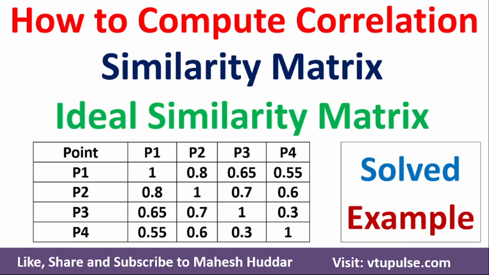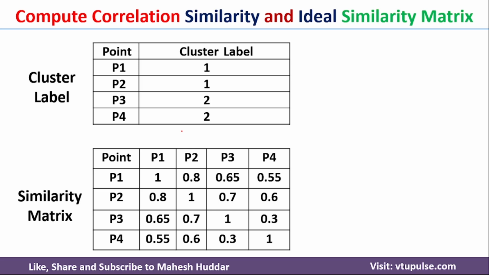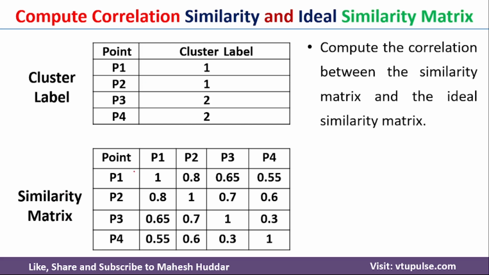Welcome back. In this video, I will discuss how to compute correlation between similarity matrix and ideal similarity matrix with a simple solved example. In this case, we have been given 4 points P1, P2, P3 and P4. P1 and P2 belong to cluster number 1. P3 and P4 belong to cluster number 2 here. Also, the similarity matrix is given to us. Given these two matrices, we need to find the correlation between the similarity matrix as well as the ideal similarity matrix.